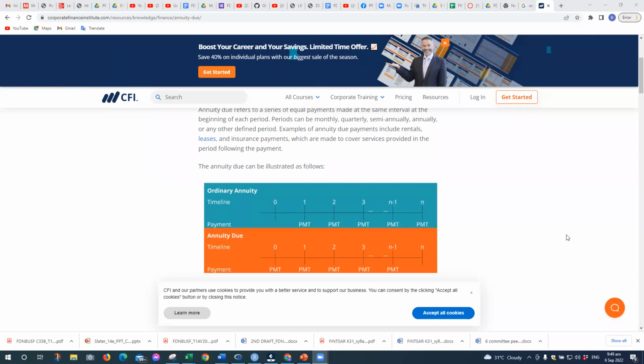Okay, just to summarize, for ordinary annuity, you have constant cash flows over a certain period of time. And you notice that there's an end, by the way. I forgot to mention this. There's a specific period to your annuity, whether it's ordinary annuity or annuity due.